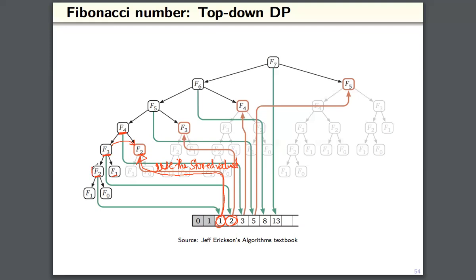For the first time, F2 was computed. When F2 was called for the second time, F2 is not computed. We just use the stored value. Okay, now F4 is computed and we store the F4 result, probably here. Now the control moves back to F5. F5 required F4 and F3. F4 is complete. Now let's look at F3.